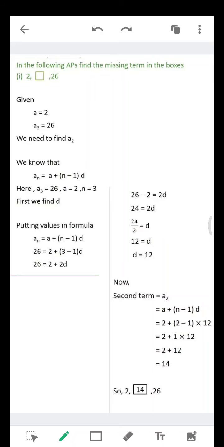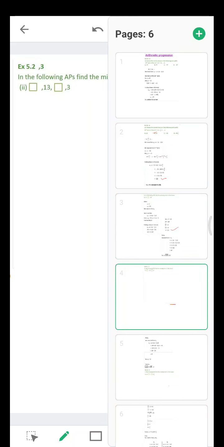Second term is A2. We'll apply the same formula, A plus N minus 1 into D. So A is 2, N is 2, because we are finding the second term. 2 minus 1 into D, what is our D value? D is 12. Simplifying this, we'll get the second term as 14. This is the way we can find any term of the series.